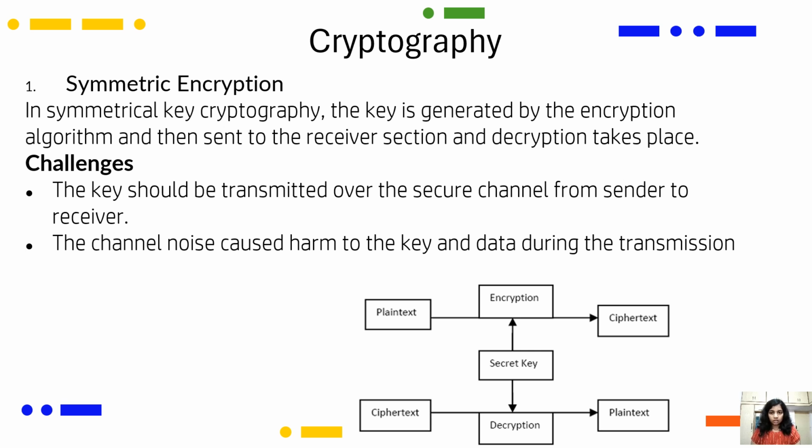So what are the challenges faced by this encryption? We'll see that the key should be transmitted over a secure channel from the sender to the receiver. So the key has to be transferred very securely without any leaking, and it should not be known by any hackers. The channel noise causes harm to the key and the data during the transmission. If there is any noise in the channel through which the key is passing, it will affect the key that has to be transmitted, and it will also affect the final result, the encryption and decryption process.